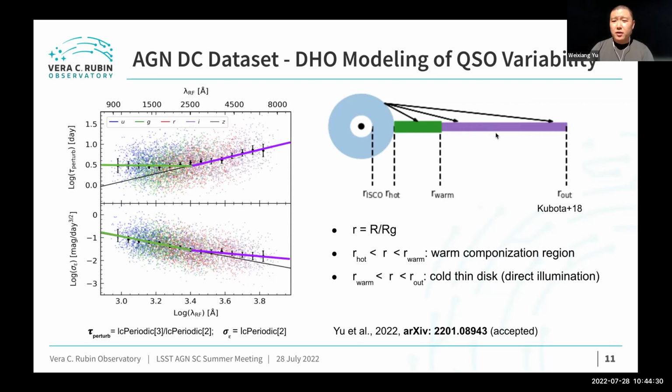In this picture, the purple region is under the direct illumination of the X-ray photons coming from the corona. However, in the green region, which is the warm Comptonization region, the high energy X-ray photons will be scattered and diluted before they reach the inner accretion disk in the center. So that gives a different wavelength dependence of the perturbation parameters than that of the bare standard accretion disk.